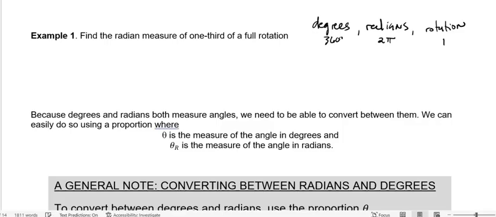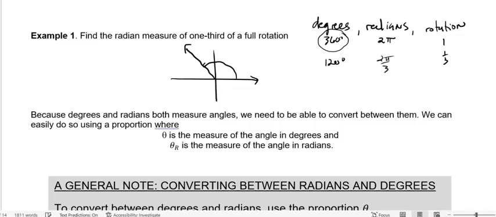All right, so what would a third of a full rotation be? A third of a full rotation, so that would be 120 degrees, right? There's 90, so that's a third of a rotation. So it's 120 degrees. What would that be in radians? Well, you're just dividing this by 3, right? So you divide this by 3 and you get 2 pi over 3.